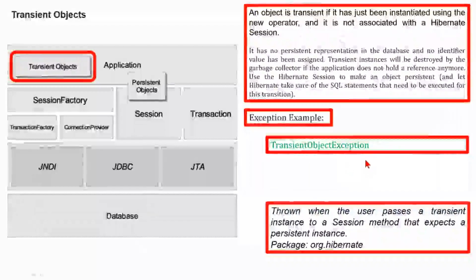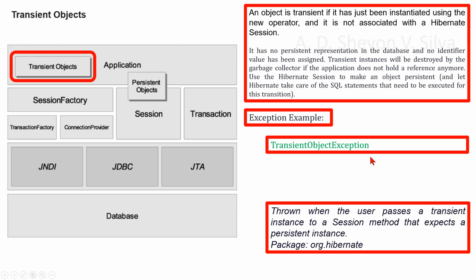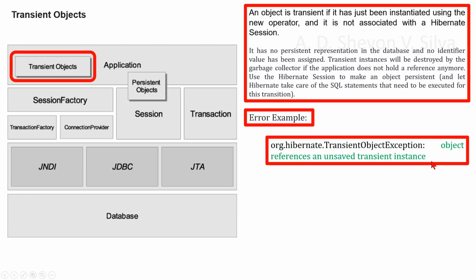As an exception example, we can consider TransientObjectException, thrown when the user passes a transient instance to a session method that expects a persistent instance. This exception is in the org.hibernate package. As an error example, we can consider: object references an unsaved transient instance.